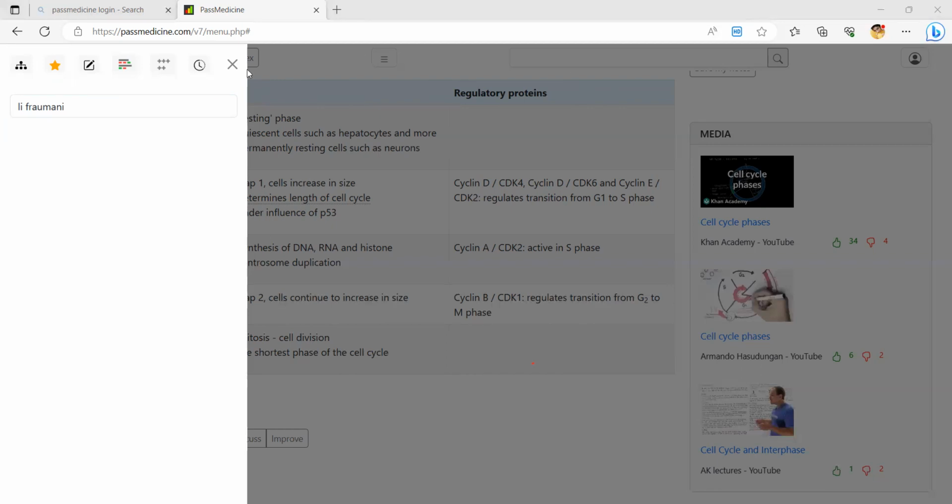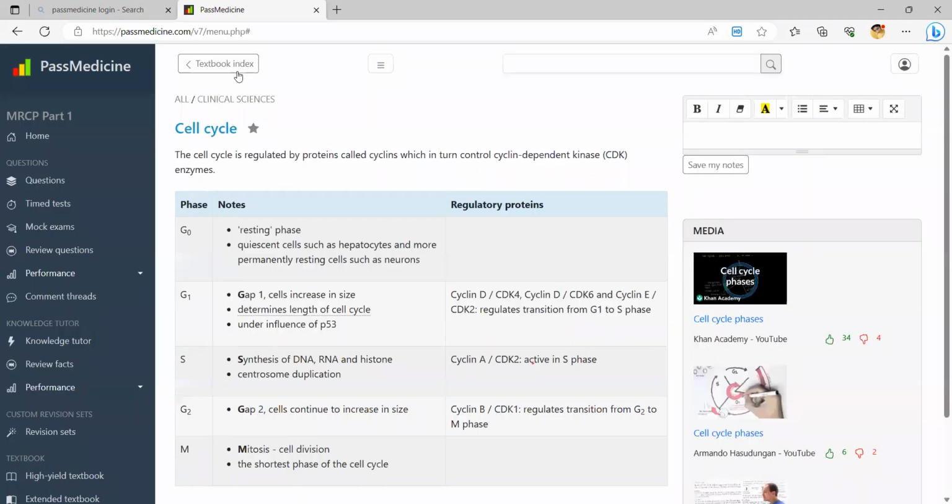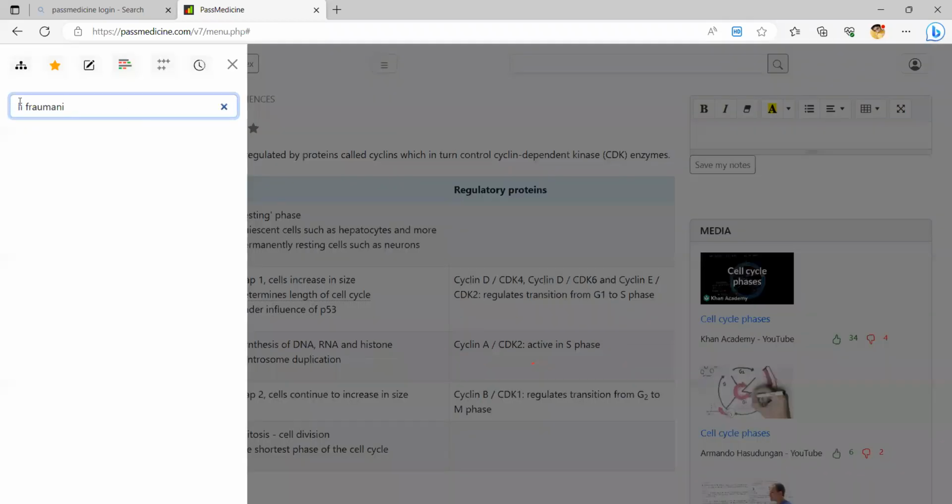Hello. So, okay, I am trying to search it in PasTest medicine, but I am not getting it. Maybe it's under.